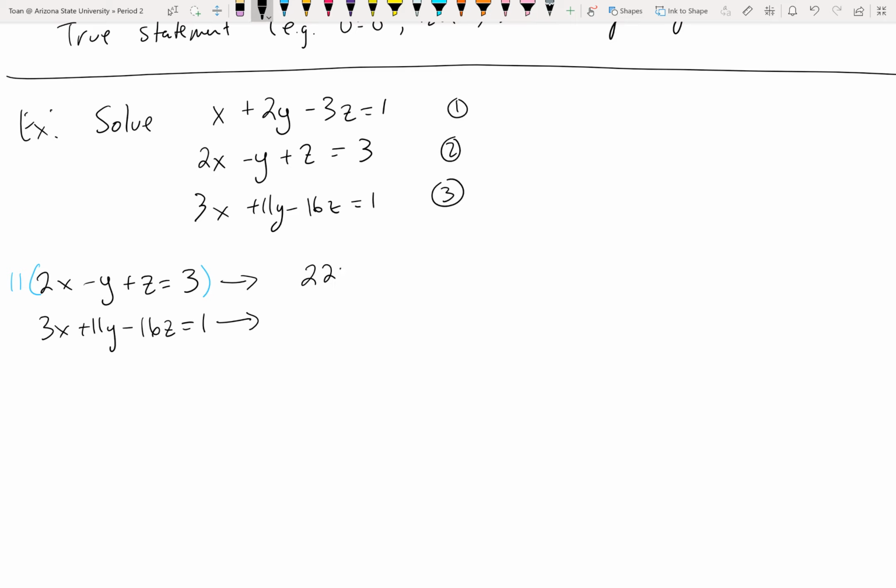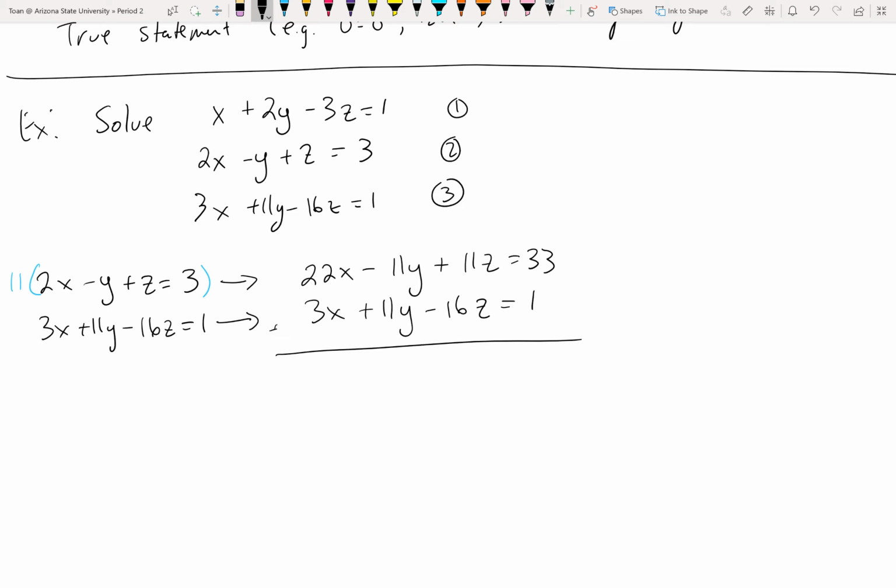22x minus 11y plus 11z equals 33. 3x plus 11y minus 16z equals 1. So that's 25x, y's are gone, minus 5z equals 34. I'm going to save him. Start over. Any two equations?